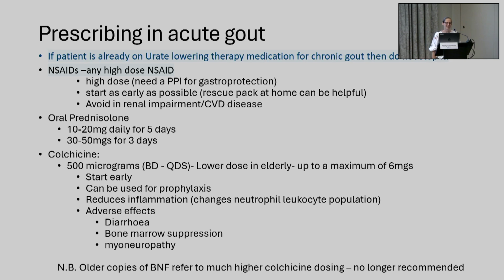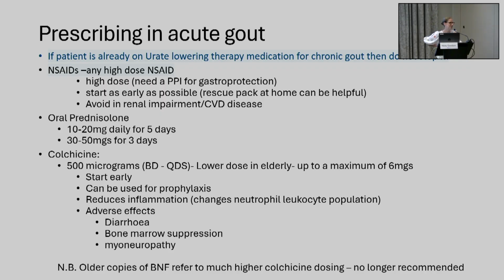So prescribing in acute gout, this is trying to put a little bit more meat on the bones from the NICE guidelines. If the patient is already on urate-lowering therapy medication for chronic gout, do not stop it. Continue it, even if they've got the most hideous attack of gout. NSAIDs, any high-dose NSAID will do, but you do need to provide a PPI for gastroprotection. And then start as early as possible. Avoid, obviously, in renal impairment and cardiovascular disease, which I would say for most of my gout patients rules out NSAIDs. So I don't find NSAIDs particularly useful.